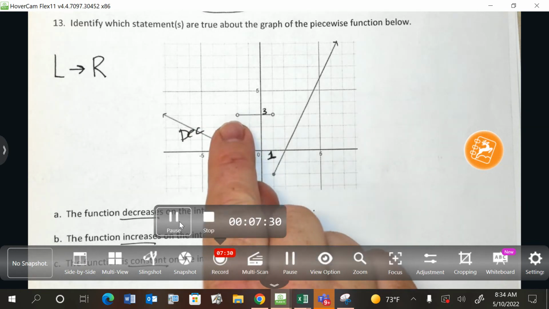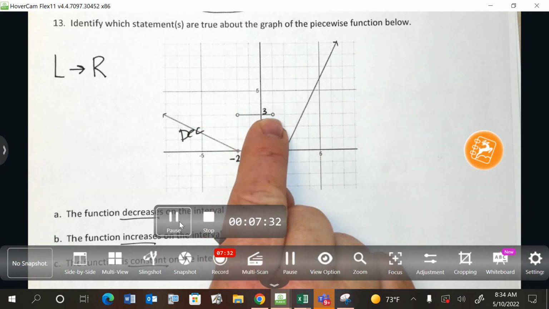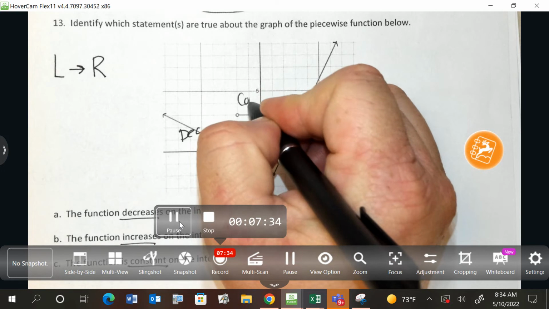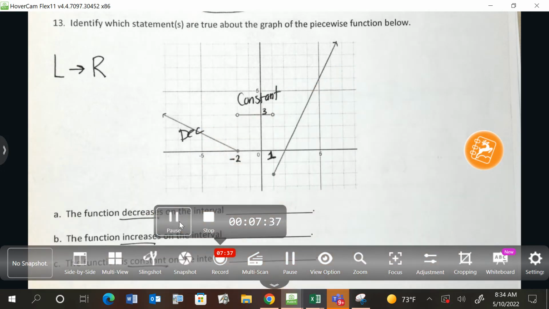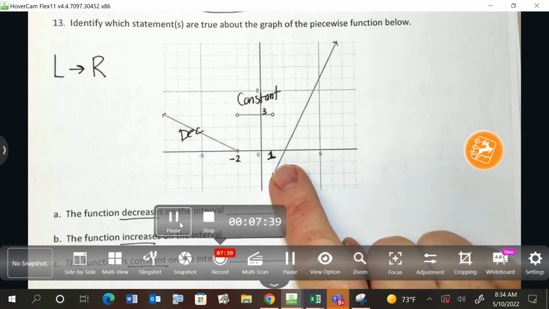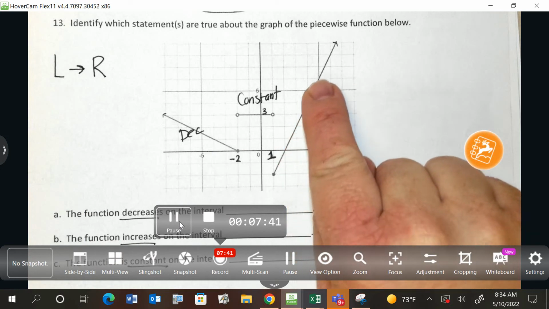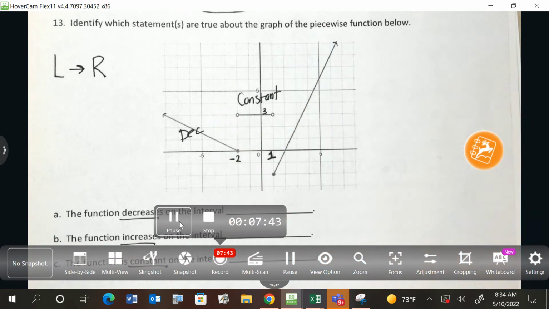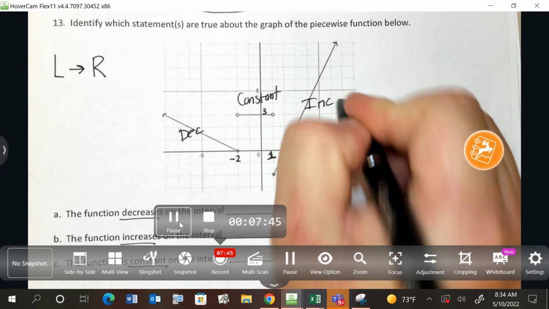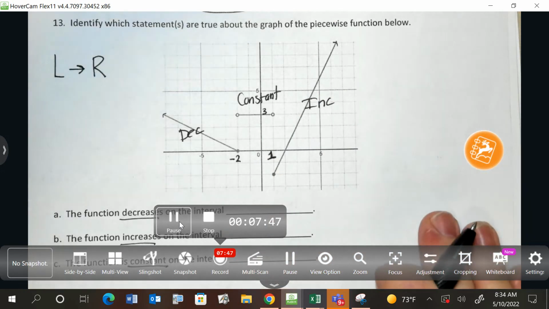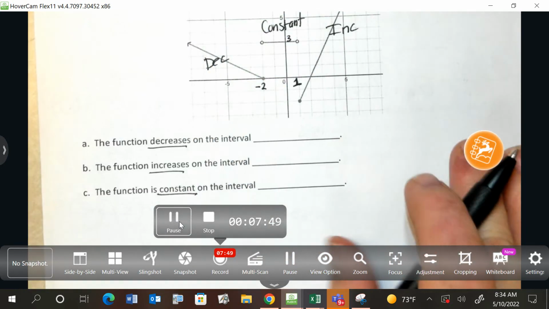What about this part? Normal, it's just flat, right? We use the word constant for flat. And now from left to right, what would you be doing here? You're going to go up. Uphill or increasing. Remember, you do have a multiple choice test tomorrow, so even though we're plugging these in, it is multiple choice. So now we have to describe this.